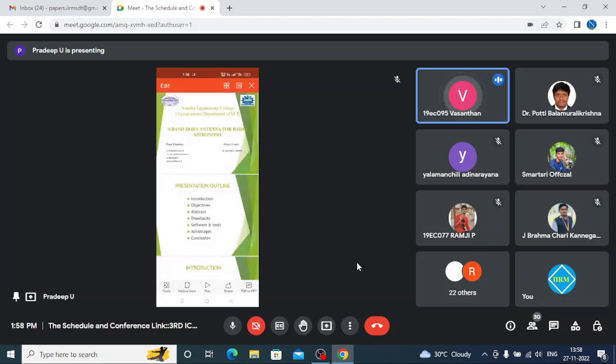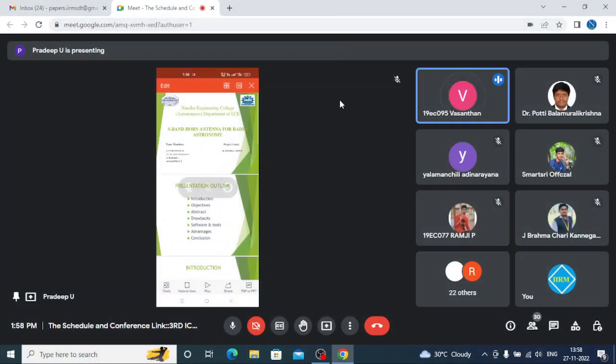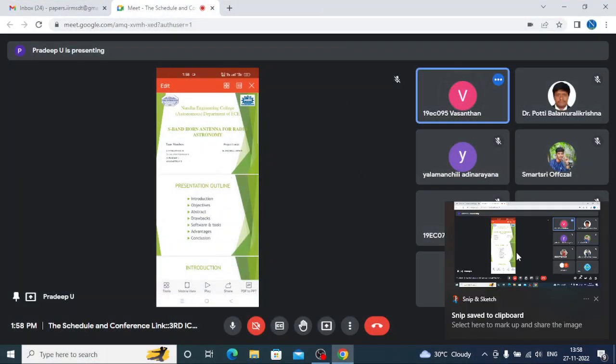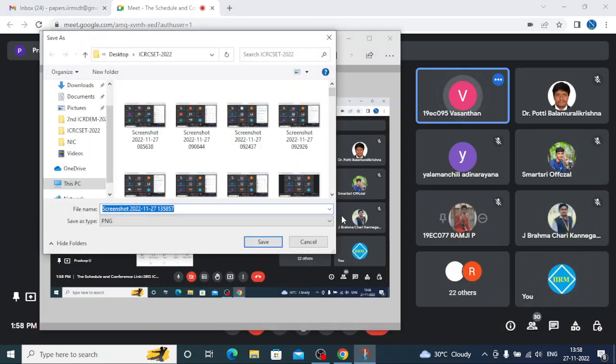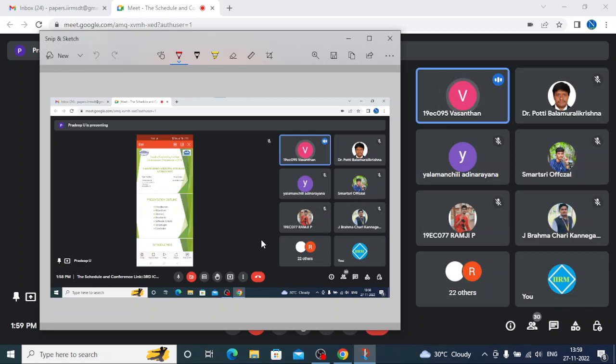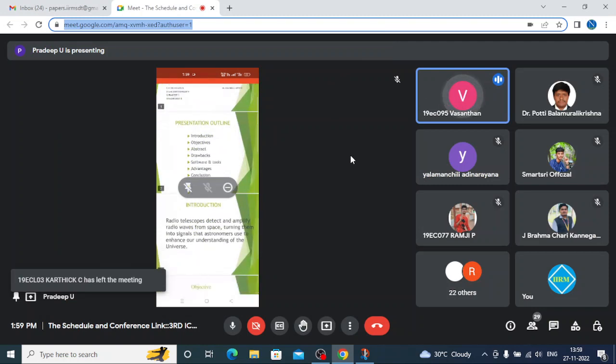Good afternoon, everyone. We are from Nanda Engineering College, Department of ECE. Our paper title was S-band horn antenna for radio astronomy. Our team members are Venkatesan N, Lal Divi Sagar, Pradeep and Vasantan. Our project guide was Mr. P. Kogila, Associate Professor of ECE. That was the presentation outline: introduction, objectives, abstract, drawbacks, software and tools, advantages and conclusion. That was the introduction of our project.